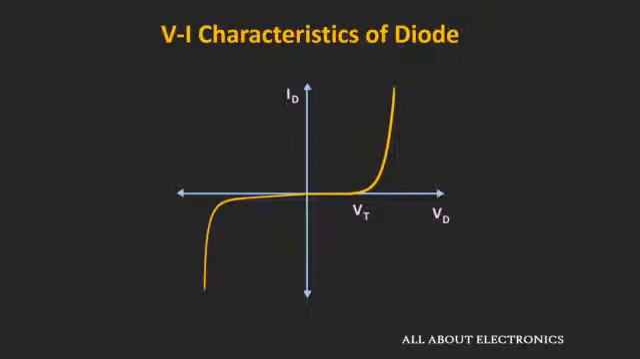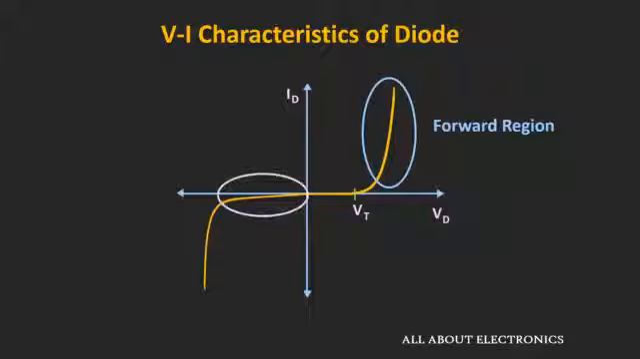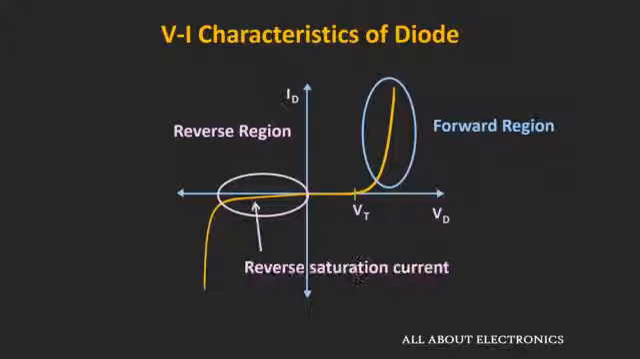In this diode curve, like I said before, this region is known as the forward region, because once the applied voltage crosses the threshold voltage, the diode starts conducting, and whenever the applied voltage is less than the threshold voltage, the current flowing through the diode is almost negligible. Now whenever we apply a reverse voltage to this diode, that region of operation is known as the reverse region, and in this region the current flowing through the diode is very small, typically in microamperes, and this current is known as the reverse saturation current of the diode.